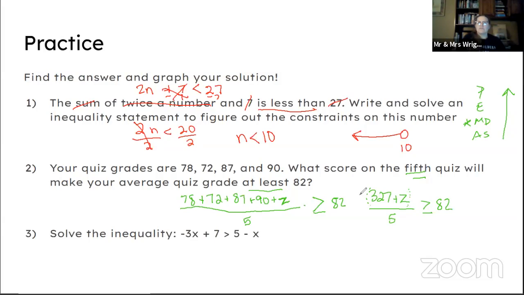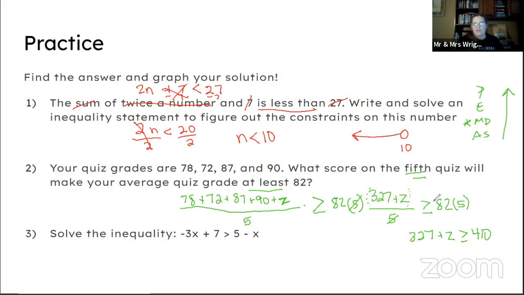So let's look at this. This is a positive 5. Oh, whew, I don't have to flip my inequality. I do not have to remember to do that. So my multiplying by 5 will cancel that out. So I'm going to be left with 327 plus Z is greater than or equal to 82 times 5. Oh boy, 82 times 5. Let's see what that is. 410.